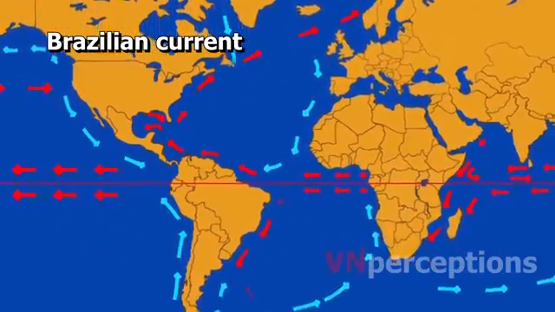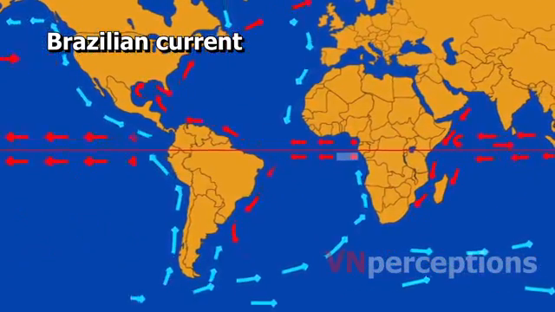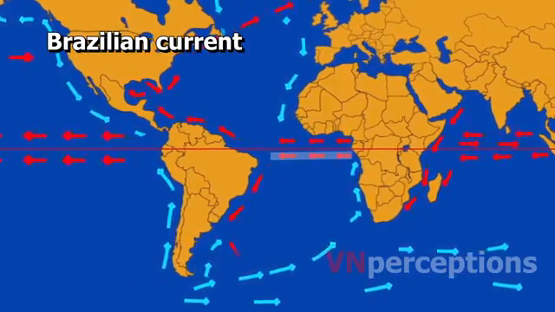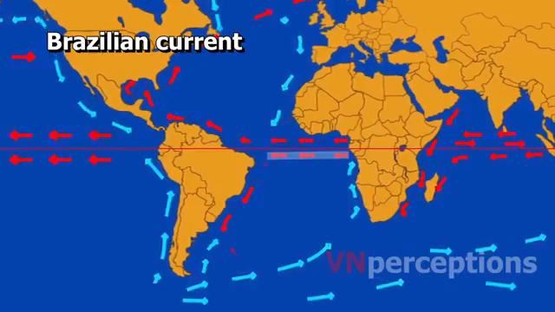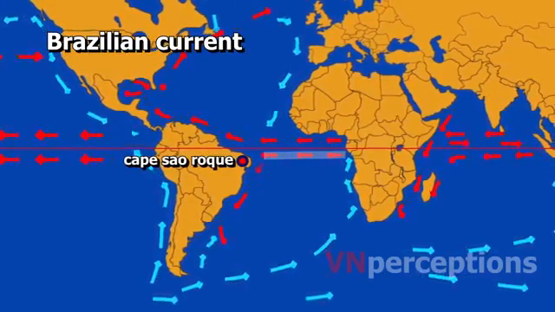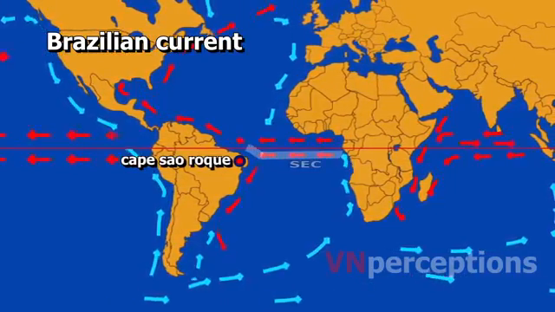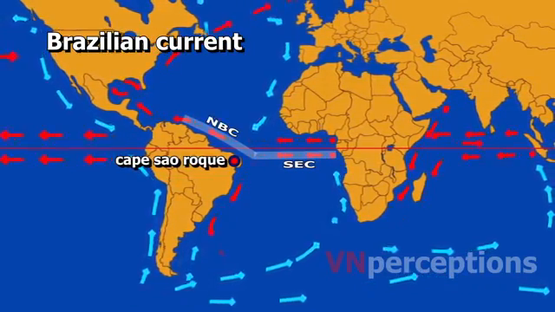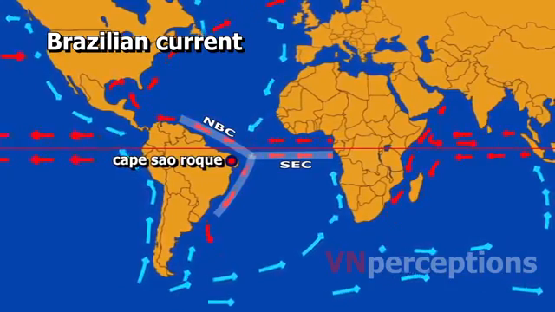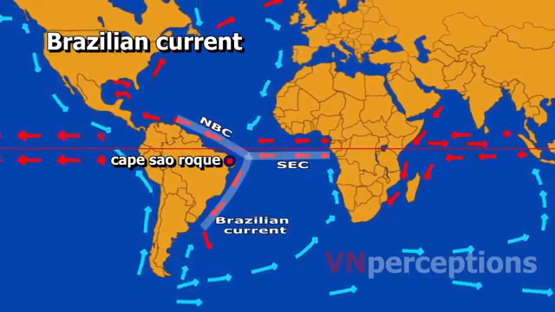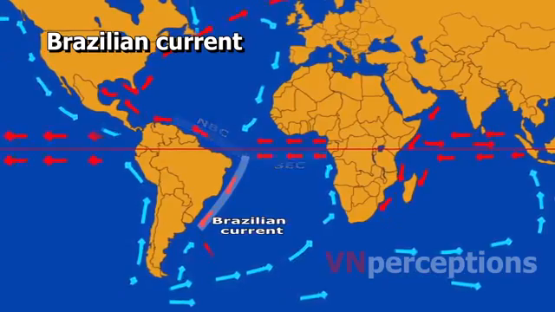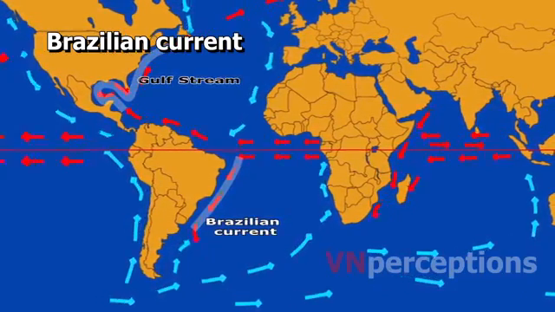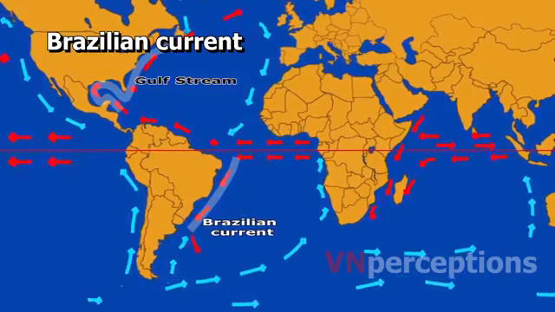Next one is the Brazilian current. The westward flowing south equatorial current splits as it approaches the continental shelf of Cape São Roque, Brazil. The south equatorial current that flows north becomes the North Brazilian current, and the branch flowing south becomes the Brazilian current. It is a western boundary current like the Gulf Stream and is indeed its southern counterpart.